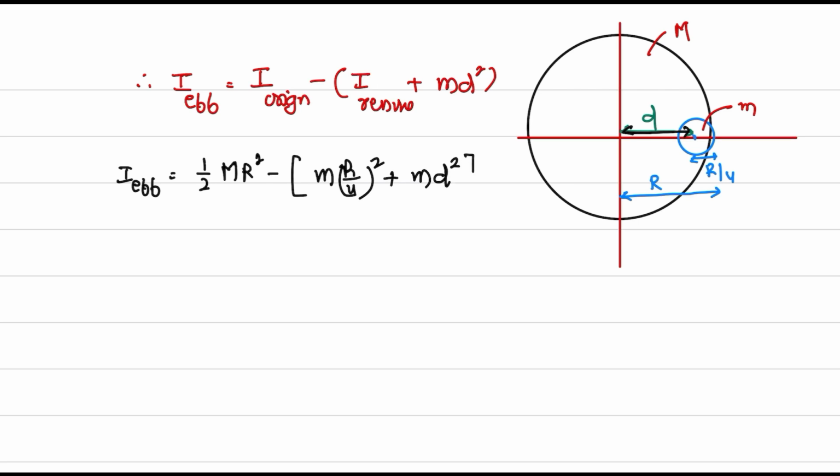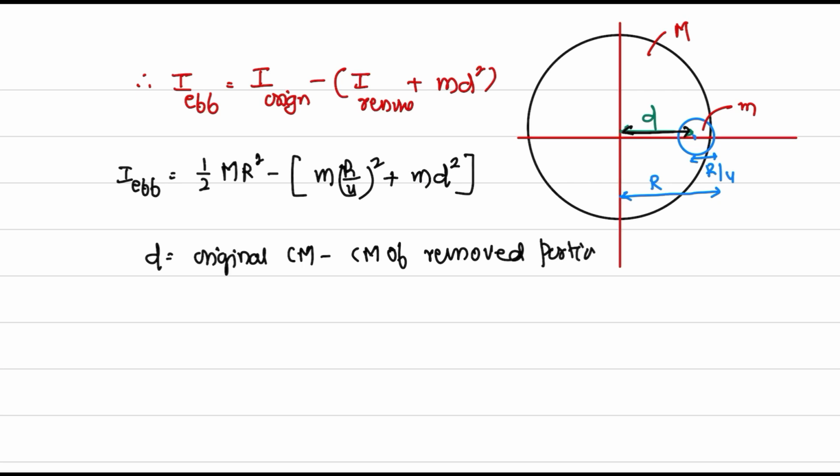That is the crux of the problem. d is equal to the original center of mass minus the center of mass of the removed body, because that is the removed portion. That is equal to R minus R by 4, since the center of mass is at R by 4 for the removed body. That is 3R by 4. We will replace these values here, and we have that m is equal to M by 16.